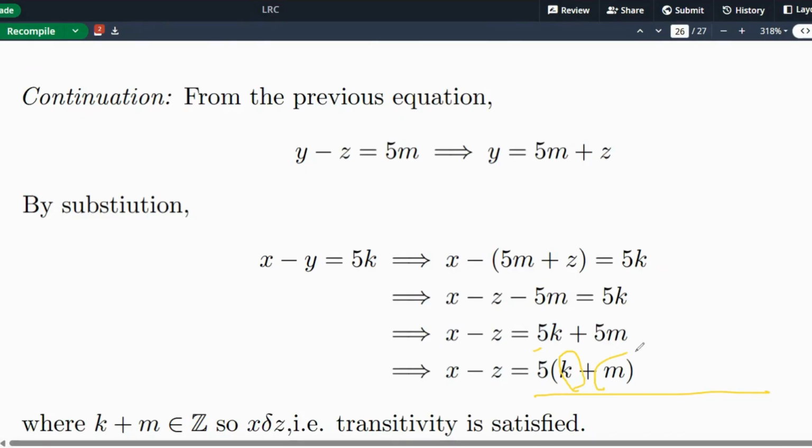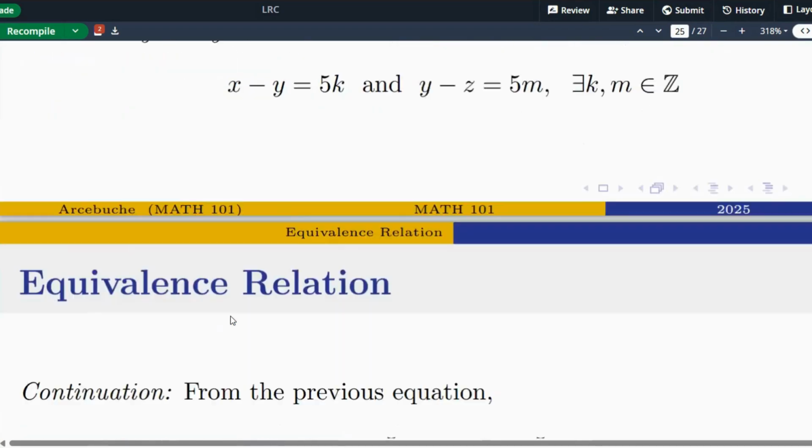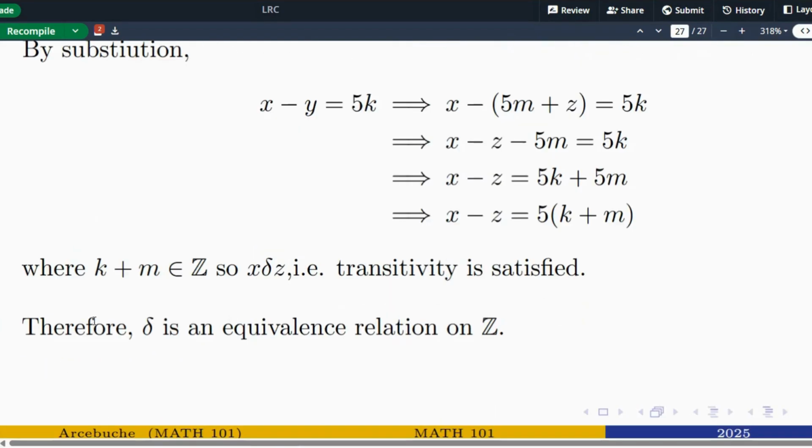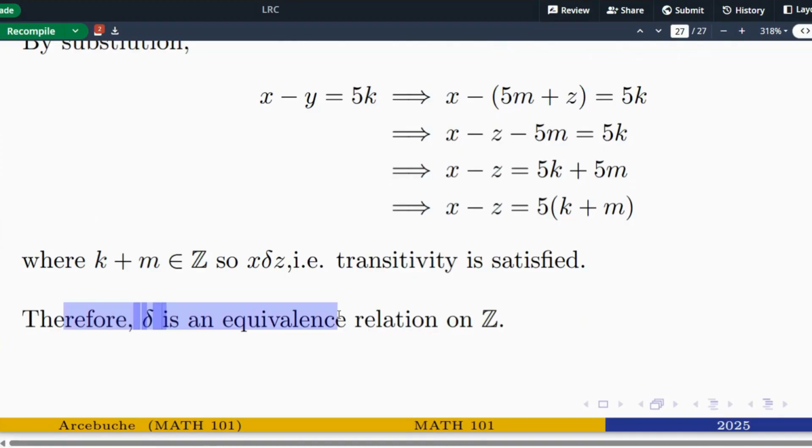Si k ay integer, si m ay integer. So, ang k plus m ko ay integer. Kasi sum of integers is always an integer. So, dahil si x minus z ay equal sa 5 times something integer, x is delta z. So, magjowa si x at si z. Thus, transitivity holds. Dahil reflexivity, symmetry, and transitivity hold, therefore, delta is an equivalence relation. And that's it. Diyan nagtatapos ang ating equivalence relation.